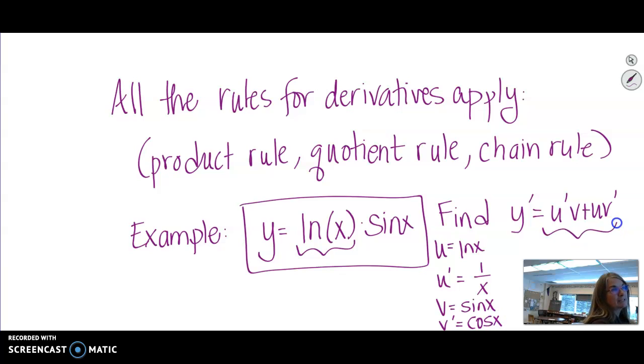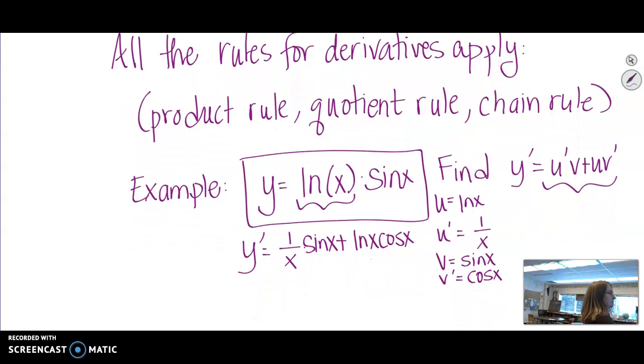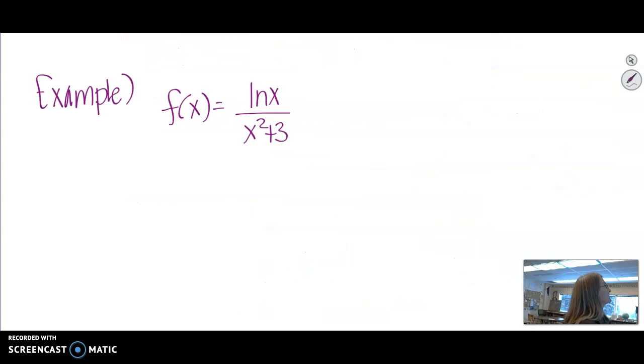So we're going to throw it into this formula here. My derivative, y prime, is 1 over x, that's my u prime, times v, so times sine of x, plus u, which is ln of x, and then v prime, which is cosine of x. I can clean that up a little bit by putting sine of x over x plus ln of x times cosine of x.